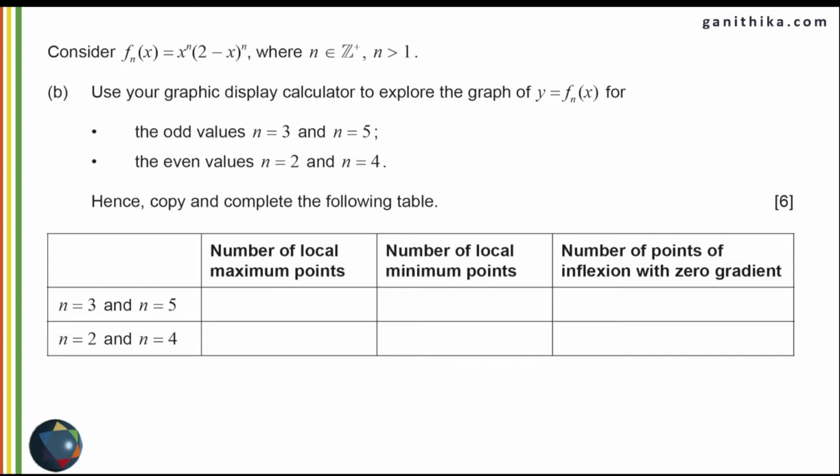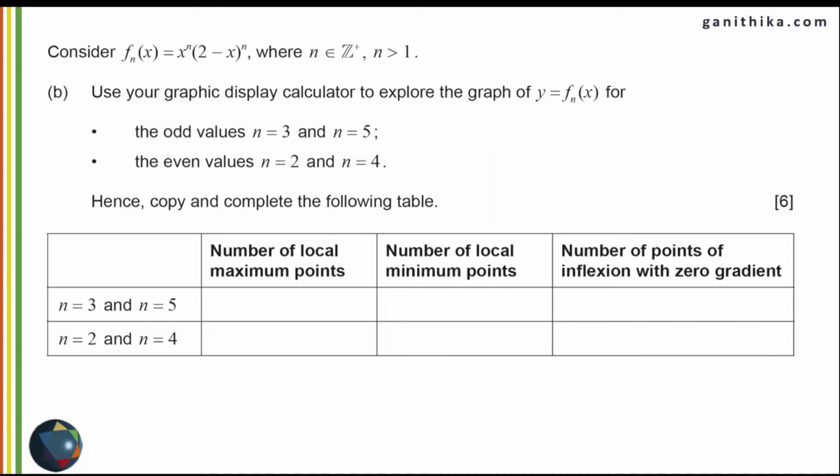So use your GDC. Find out the number of local maximum points, local minimum points, and stationary points of inflection, and just fill this table. Take your GDC now. Find these values for n equal to 3 and n equal to 5.